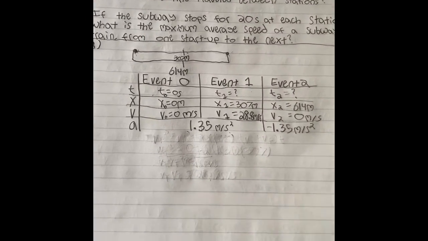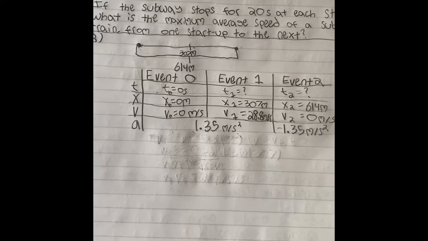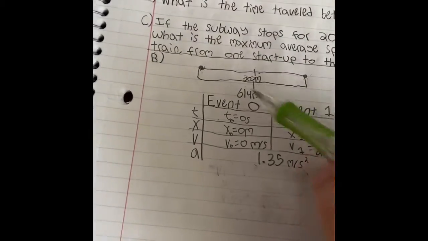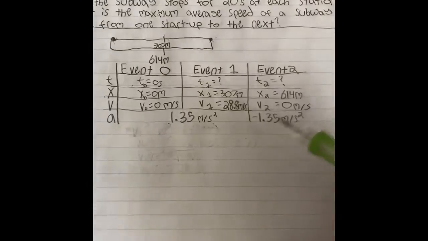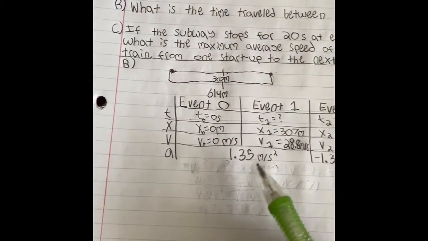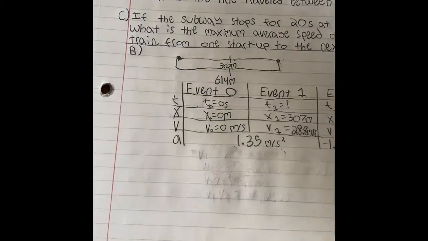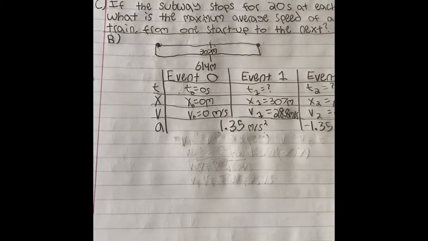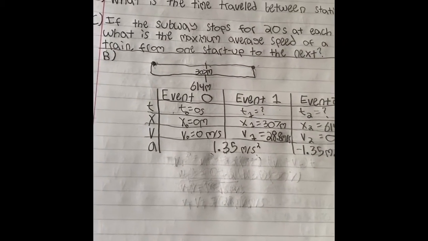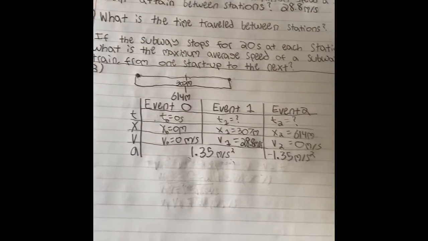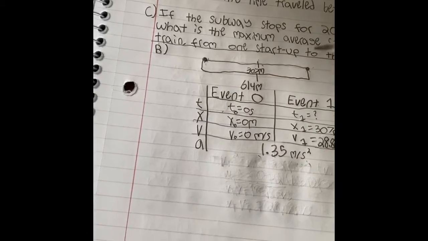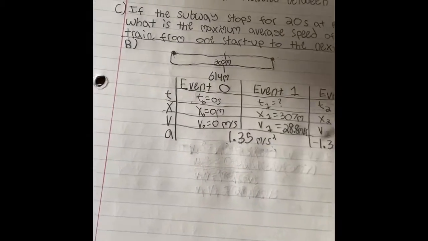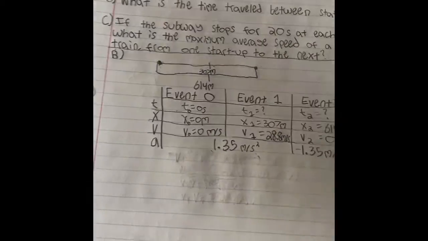In part B, we're solving for the total time that the train travels between station A and station B. Looking at the total time from event 0 to event 2, we're solving for t2. The acceleration from event 0 to event 1 is 1.35, and from event 1 to event 2 it is negative 1.35, so they cancel out. That means we can use the kinematic equation for constant acceleration. We first solve for t1 and then multiply that by 2, because it's the same time to get from event 0 to event 1 and from event 1 to event 2.